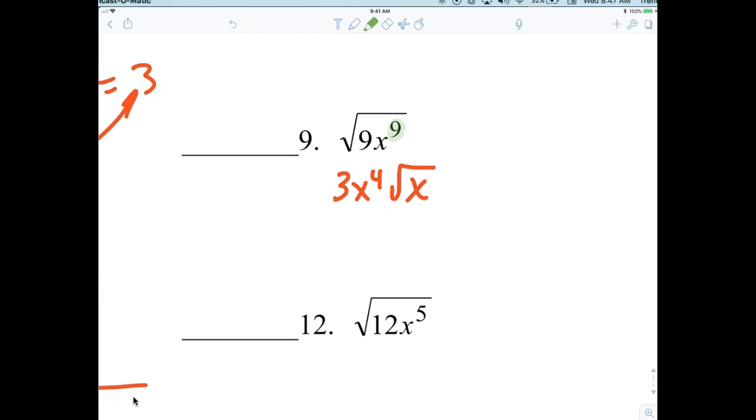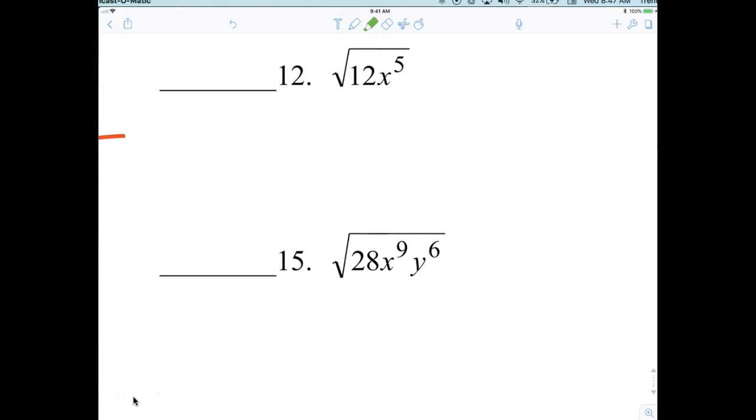But you don't take square root of exponents. What do you do? You divide them by 2. Good for you. Wait, so where's x to the 4th? Because, remember, you have to break it down into 9x to the 8th times x. Now you can divide this by 2. That's why that's there. Every odd exponent has to be broken down.